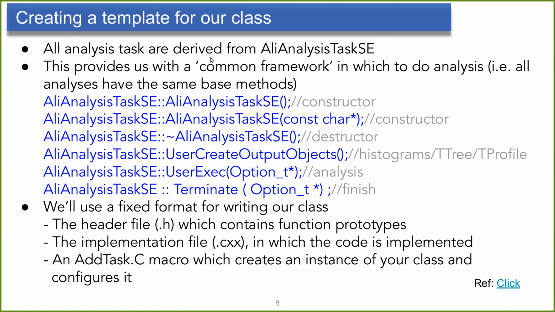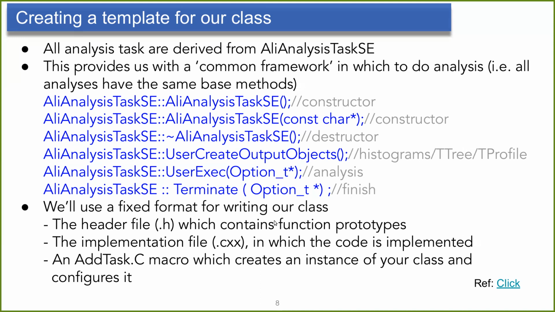And inside of this AliAnalysisTaskSE class, you have these six members. You have the two constructors here, then one destructor. Then you have the UserCreateOutputObjects where you initialize your histogram, tree or profile, whatever output you want to get. In the UserExec, you write your analysis code, meaning your analysis algorithm. And in Terminate, you will finish your code.